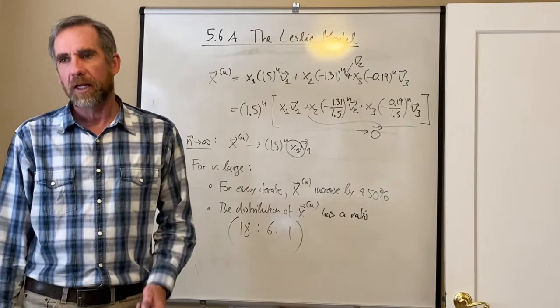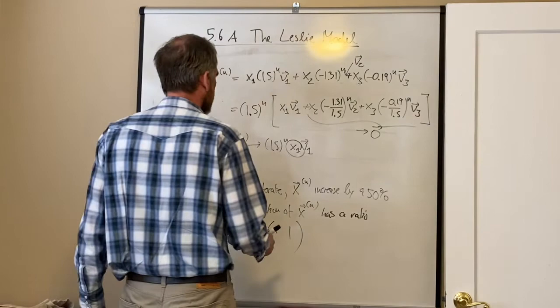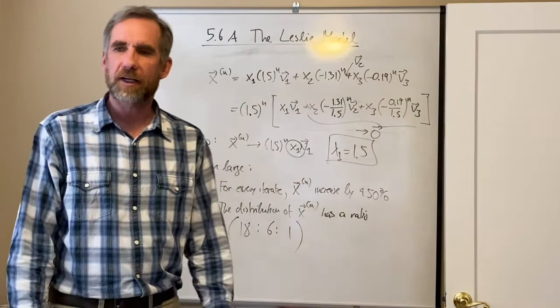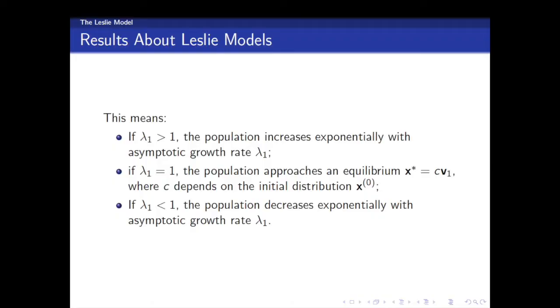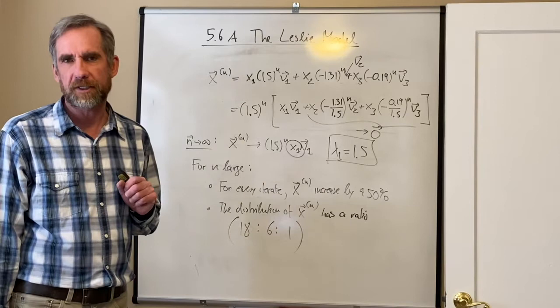So I'll just go back to that slide I skipped. What matters here is very much what that lambda 1 is. The lambda 1 in this example is 1.5, okay? So if lambda 1 is greater than 1, as in this example, we have exponential growth. If lambda 1 is 1, we have an equilibrium solution for the model. Again, kind of a rare situation, and maybe that first example was a little bit contrived in that sense. There, everything would settle down towards a steady state solution.